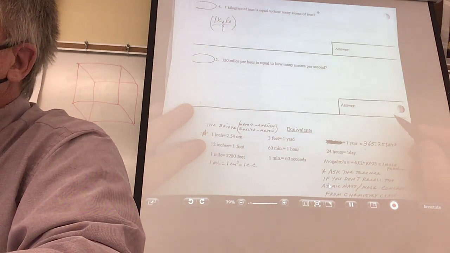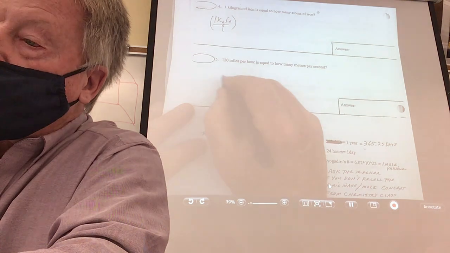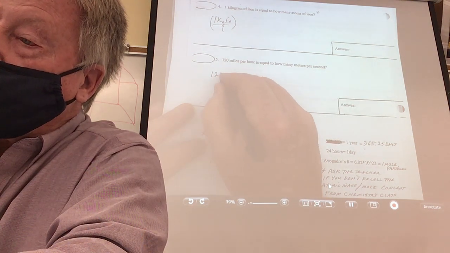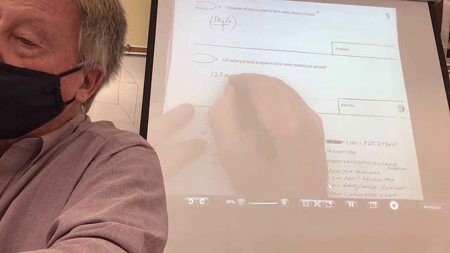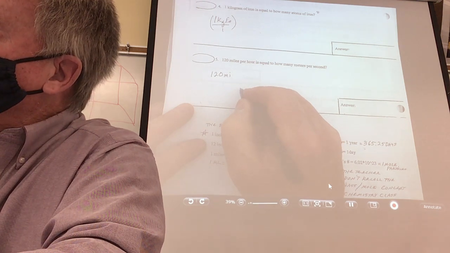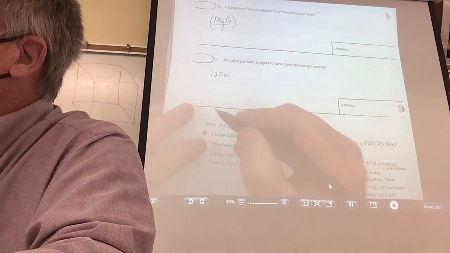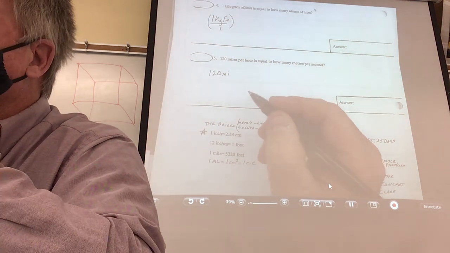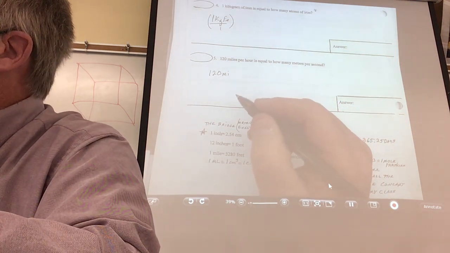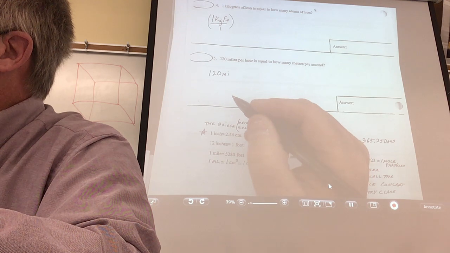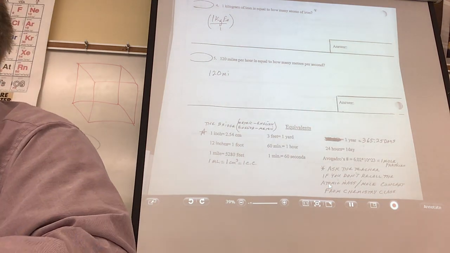What's the given for number 5? 120. How do you write that, though? mph. I know, but how do you, on factor label, there's a little trick to that, right? What does miles per hour mean? It means 120 miles. What's per mean? Say it real loud.